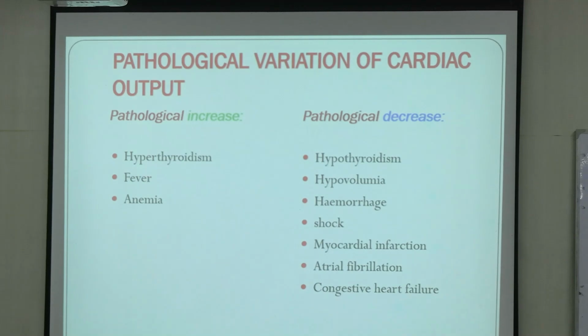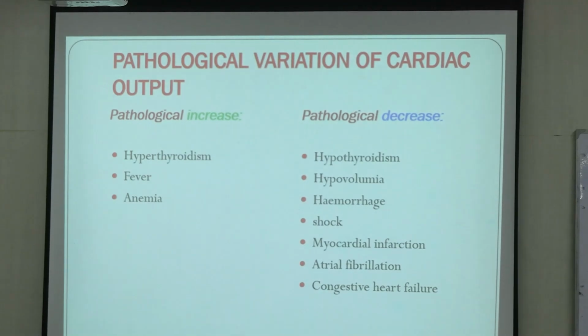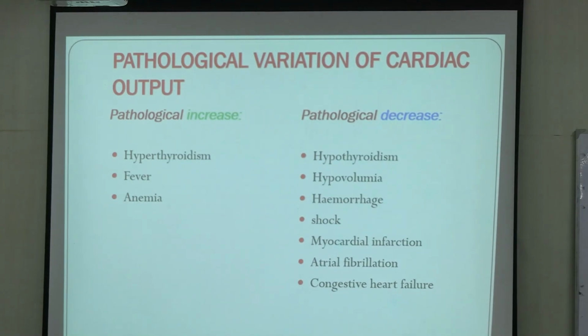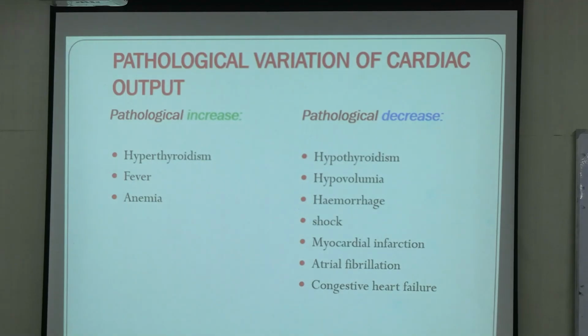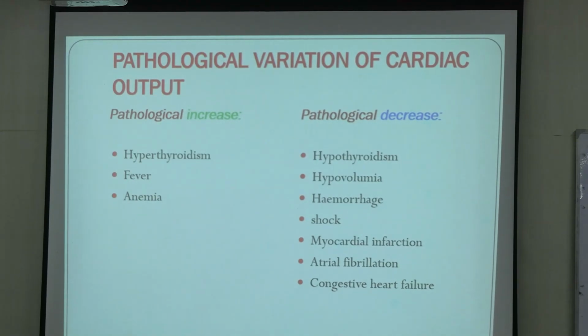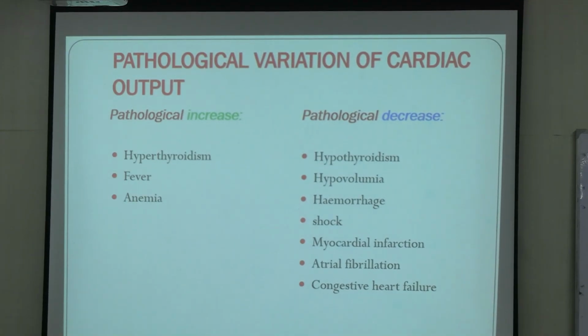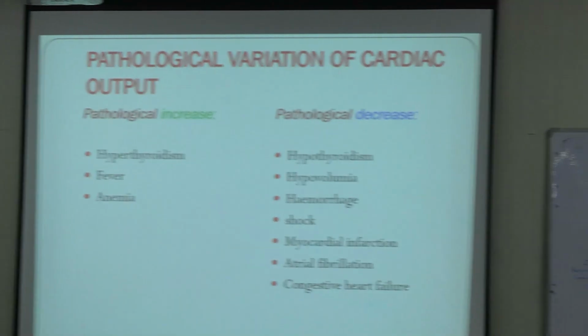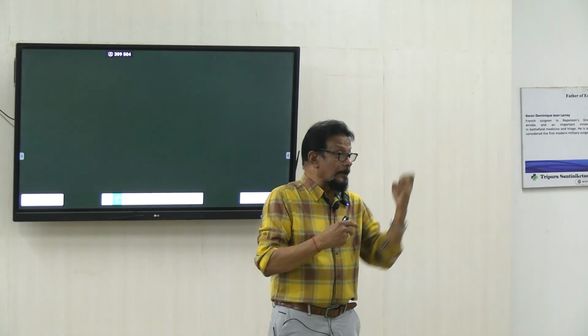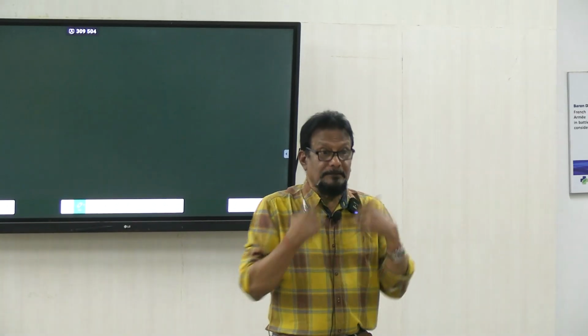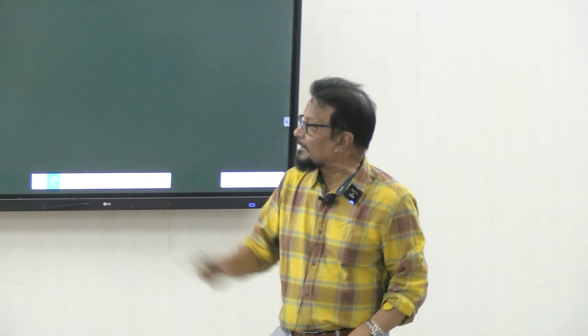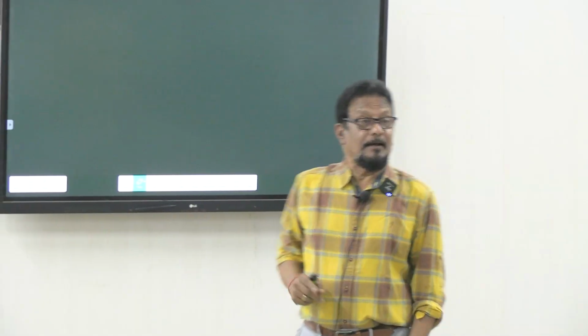In anemia, there is less hemoglobin, which means its ability to supply oxygen to the tissues is less. So the heart will try to send more blood to the tissues to get this oxygen. As a result, in an anemic patient, cardiac activity will be increased. Because of this increased cardiac activity, there will be an increase in cardiac output.